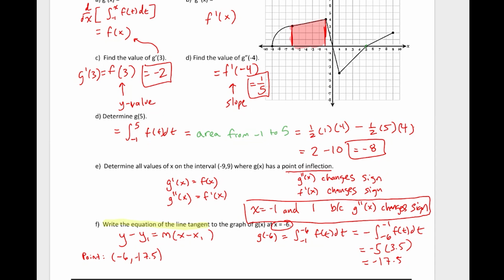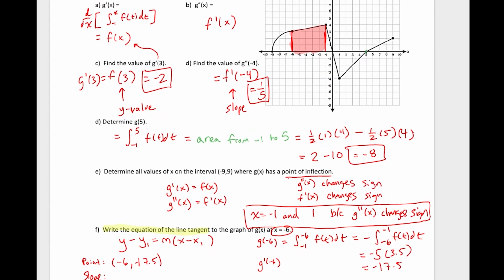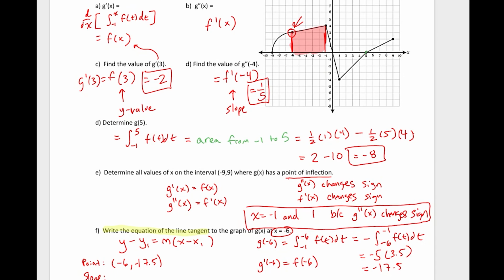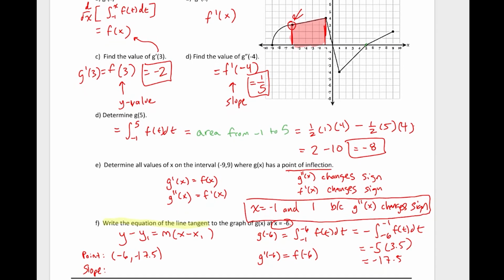But that's just the point. We also need the slope. Okay, the slope is going to be given by g prime at negative 6. So g prime at negative 6, if we go back up to part A and also look at C for an example, we can evaluate this by just finding the value of the function at negative 6, the function f, which is actually pictured. And so if I look at the value of f where x is negative 6, see that right here, let me point an arrow to it. That's going to be, let's see, what is the value there? It's going to be 3. So the slope's 3.